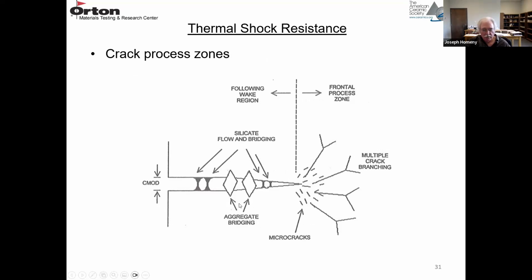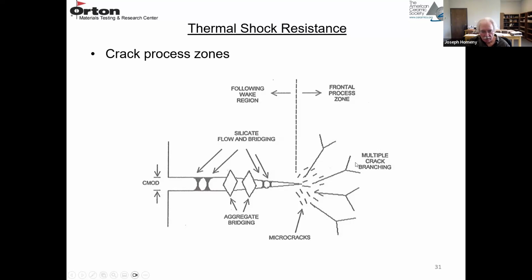So this is what the crack process zones look like. This is the surface of the material, and this is a crack at the surface. So the crack is moving from left to right as it propagates. This dotted vertical line represents the division between the frontal process zone and the wake process zone. At the crack tip, it's an area of high stress concentration. So you're forming microcracks. They may be pre-existing, and you get all this crack branching taking place.